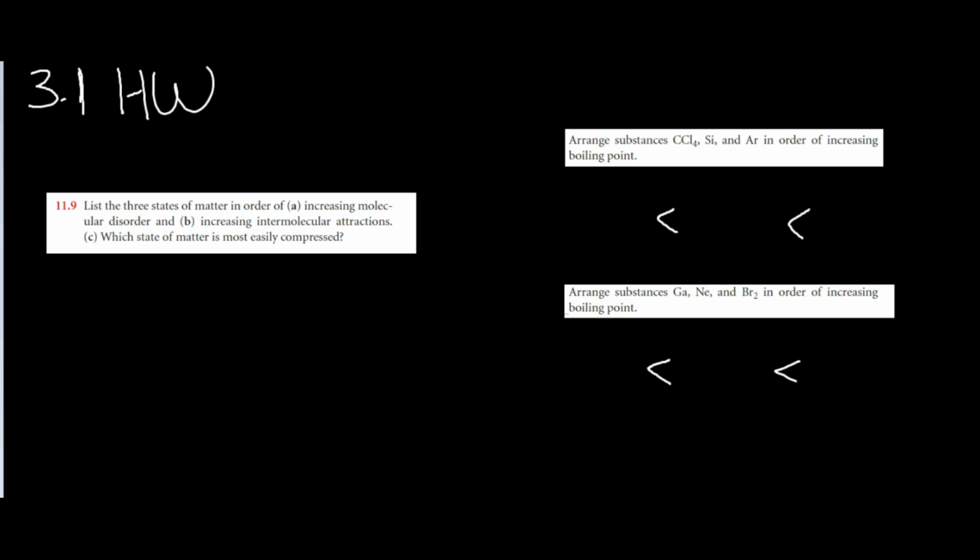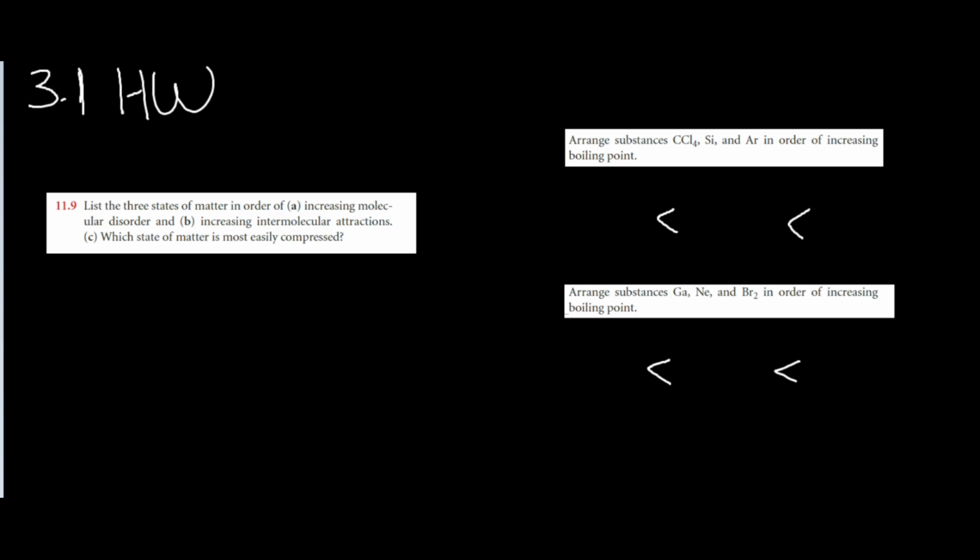All right, number 9. List the 3 states of matter in order of increasing molecular disorder and increasing intermolecular attractions and by how compressible they are. I'll go through these pretty fast. So for molecular disorder, it goes solid, liquid, gas, for pretty obvious reasons, hopefully. A gas is just the most out and about. They're all over the place. It's hard to predict. There's more energy inside of them. And a solid, they're all in a very structured form. So it's very not disordered.